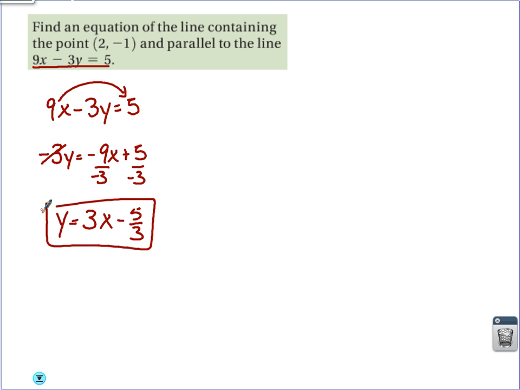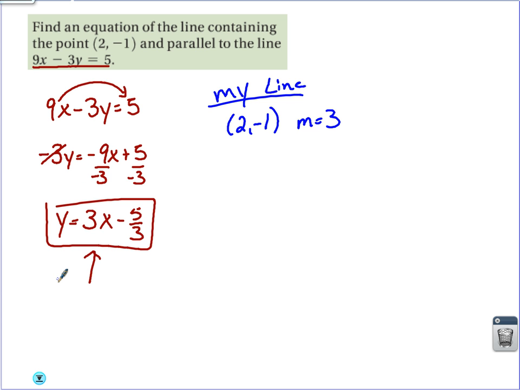So what I have now is I want my line to be parallel to this line. In order to be parallel, once again, they must have the same slope. So I know that my line, and this is not my line, this is the given line, must pass through the point 2, -1, and must have a slope of 3 in order to be parallel to the given line.